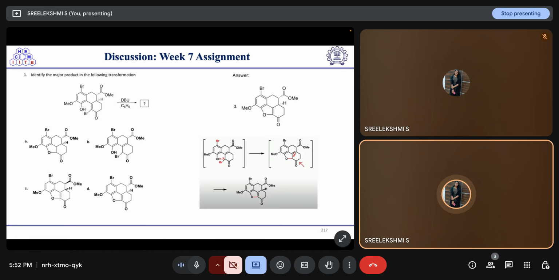Okay, so here the correct answer is option D. What is happening? Firstly, DBU will take this proton, and this will attack over here, bromide will leave, and then this will form. Here the double bond is in this position, so that is also migrating. But here the double bond is already given in this position. Maybe the starting material is wrong, I don't know. So the correct answer is option D.